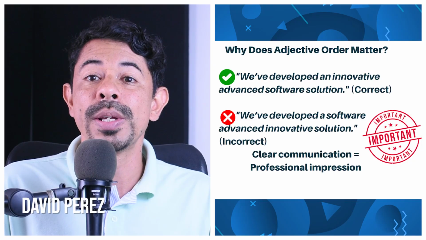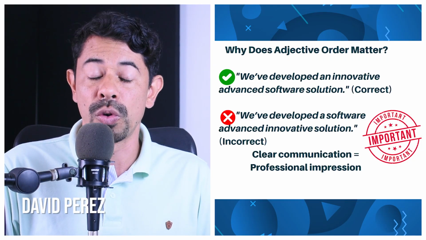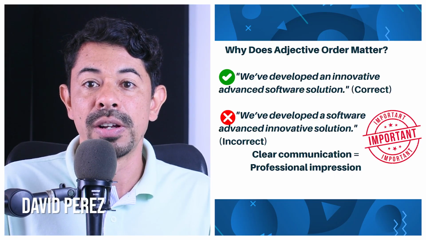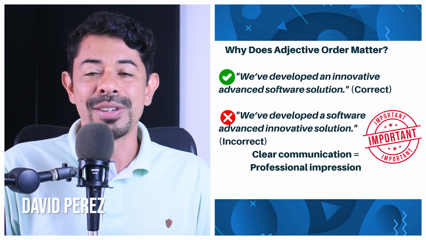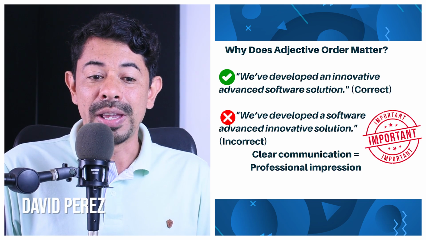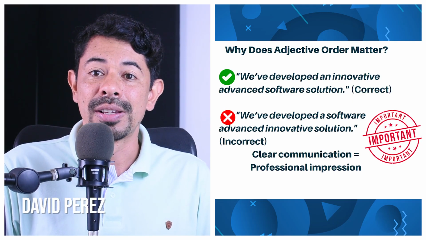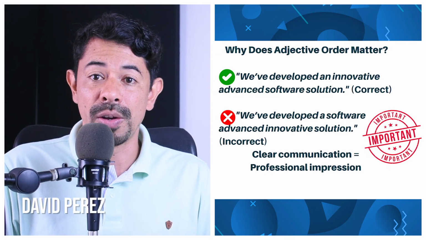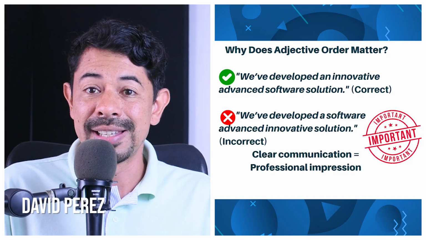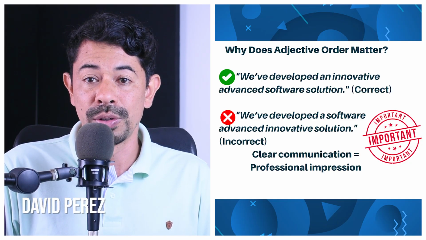Now I am going to read it in a different way. Yes, with a different adjective order. We have developed a software advanced innovative solution. One of them doesn't sound quite right because the order in which the characteristics are sequenced is not in agreement to the structure of the English language. So the correct form in this case is, we have developed an innovative advanced software solution.